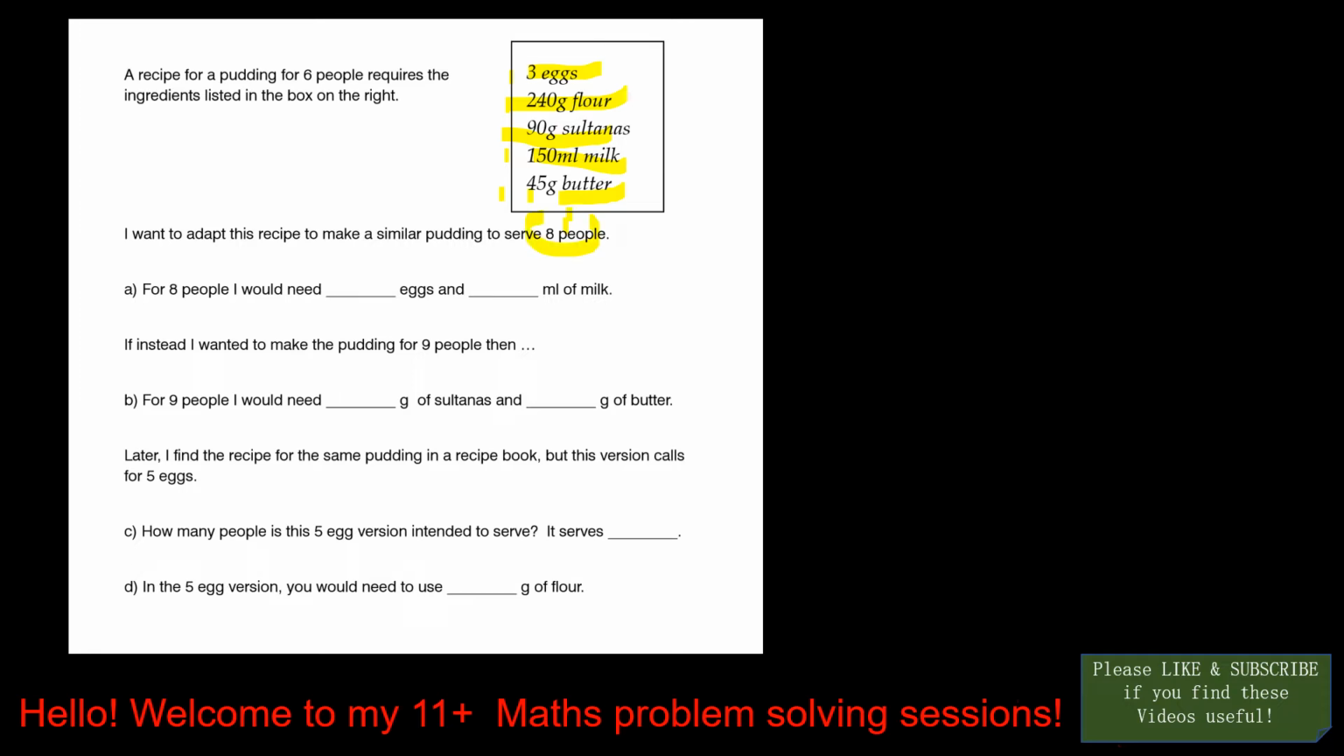So the first two questions are based on the fact that if it is 8 people, how much of these ingredients would you need? For 8 people, I would need so many eggs and so much milk. We have to calculate that. And then if instead I want to make a pudding for 9 people, how much of the sultanas and butter would you need?